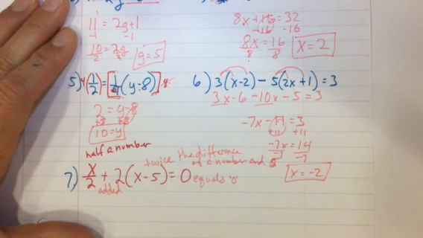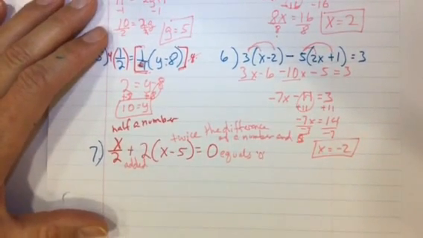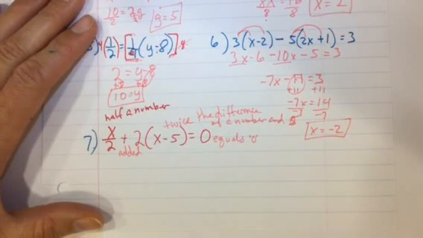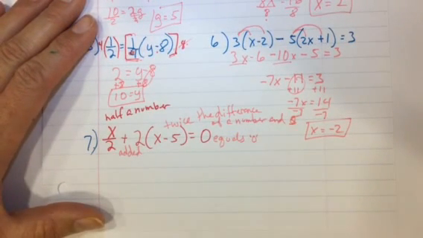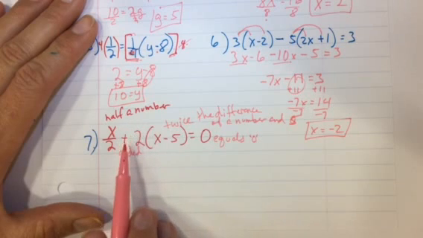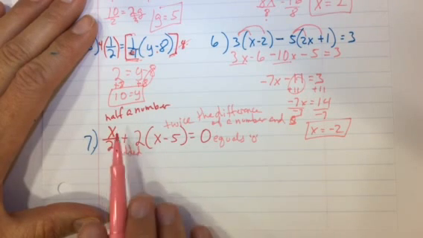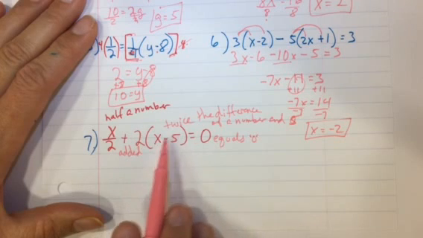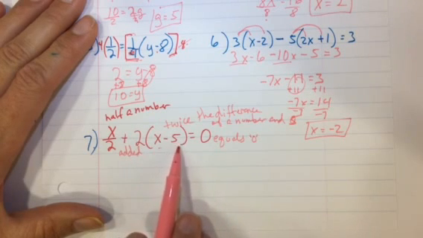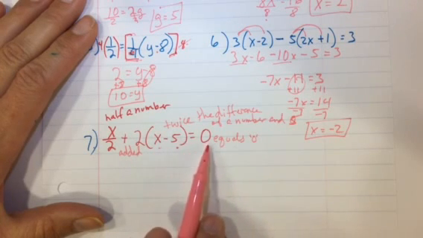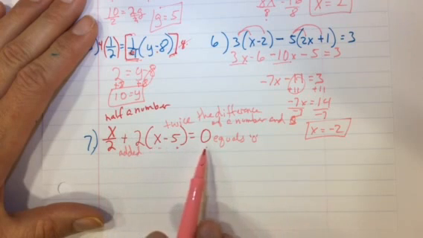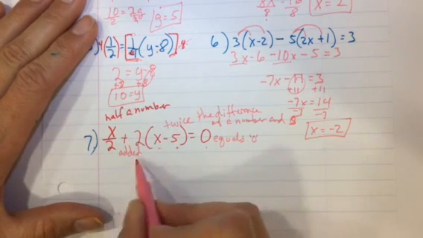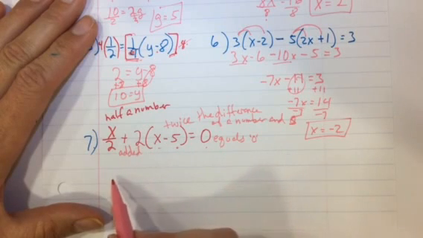Okay, and then the last one is this word problem. It says that half a number, and I'm just reading from my notes here because I don't have it in front of me, half a number added to twice the difference of a number and 5 is equal to 0. So that's how we're going to represent this in equation form. Okay, so let's go ahead and solve this.